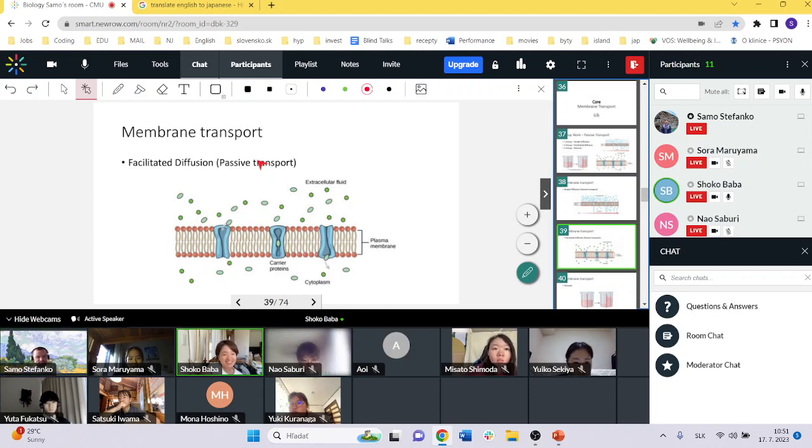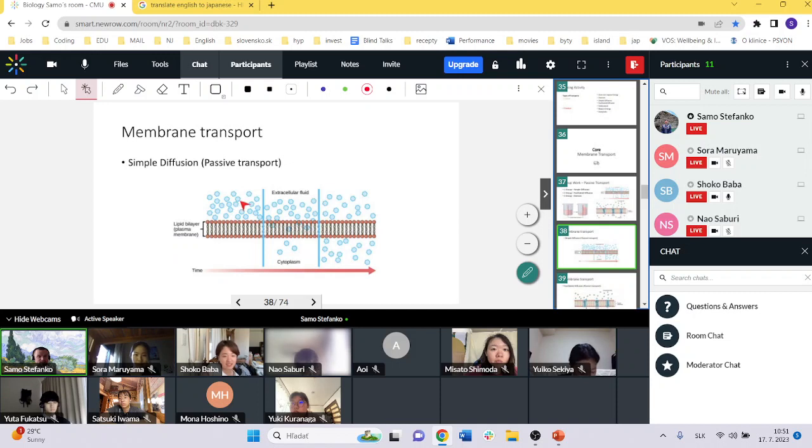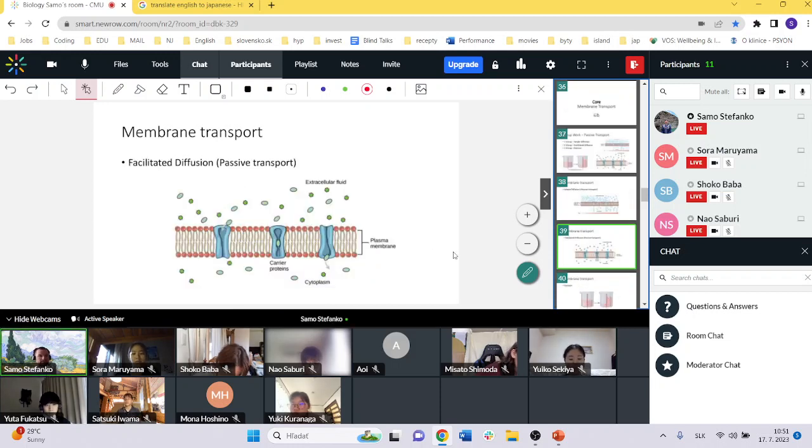Facilitated diffusion uses the transport channel. Okay. And simple diffusion doesn't need any facilitator or helper, right? Yes, perfect. Exactly. So more or less, they are almost the same things, but facilitated diffusion uses some kind of protein, carrier proteins or ion channels, basically via those proteins the diffusion is facilitated.